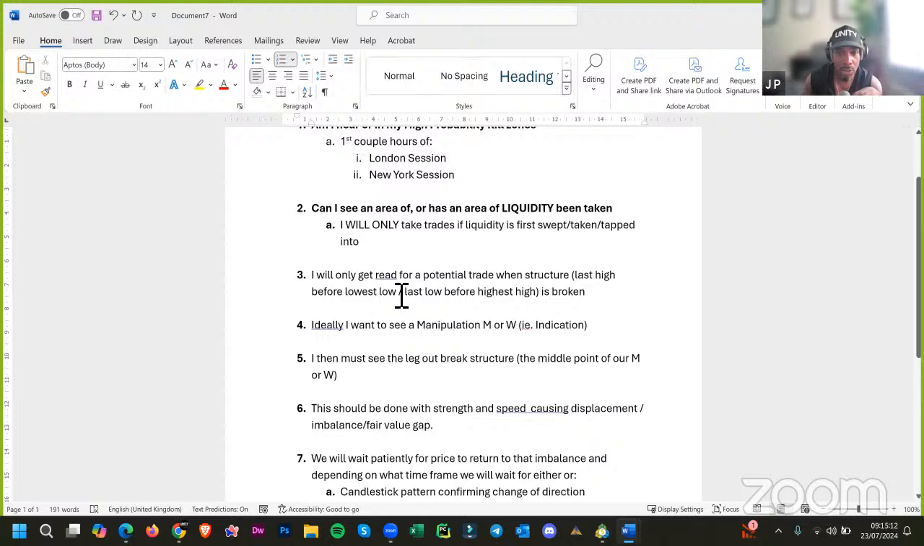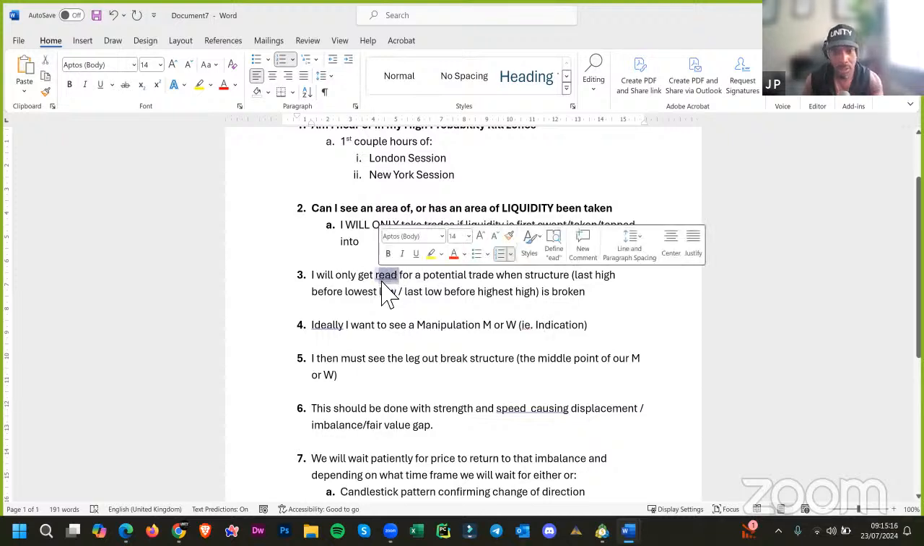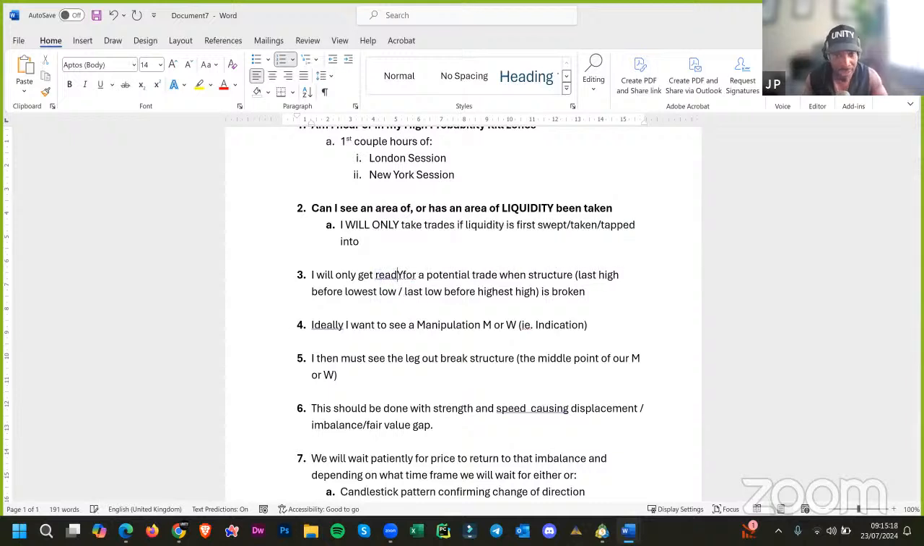I will only prepare. See, I told you we can rewrite this better. Maybe I'll ask ChatGPT to write it in fantastic language afterwards. I will only prepare for a potential trade when structure, last high before last low, last high before lowest low, or last low before highest high is broken.